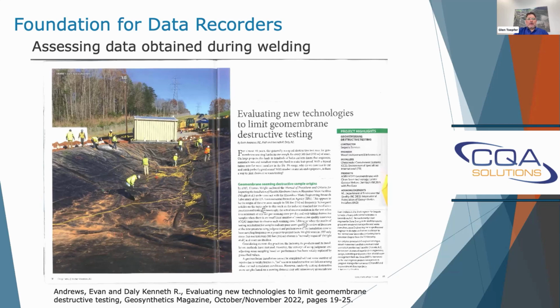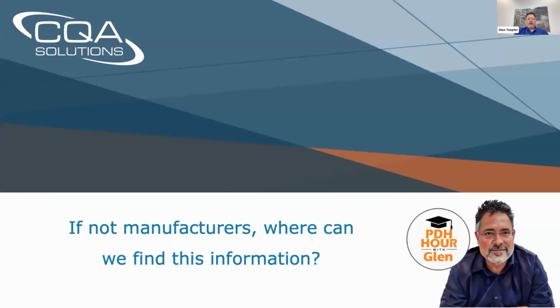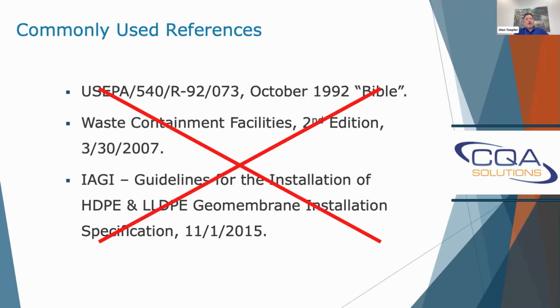So really, the manufacturers, as I said, we couldn't find the information there. So if they're not providing it, where can we find this? That was my next question. So I went into having myself and other members that work with me on our team trying to find what heat, speed, and pressure should you use for different geomembranes.